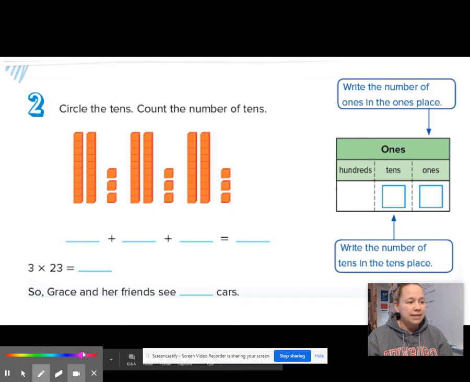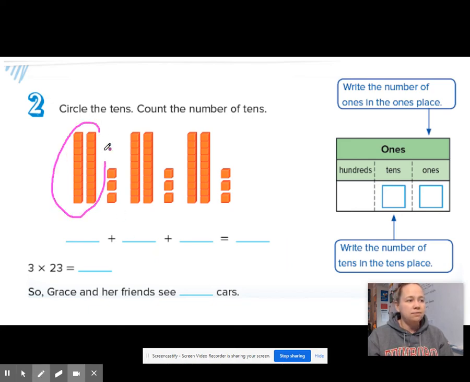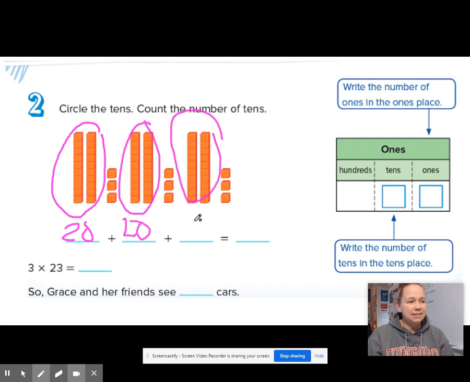Now we're going to circle the tens, count the number of tens. So here we have 10 plus 10 is 20. 10 plus 10 is 20. 10 plus 10 is 20. And that equals 60.